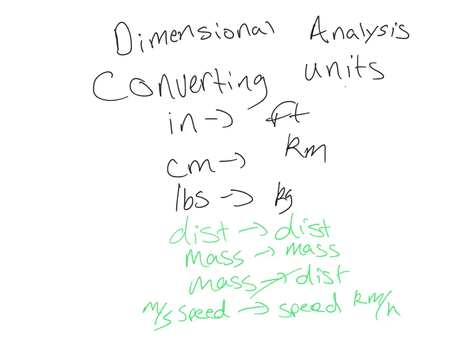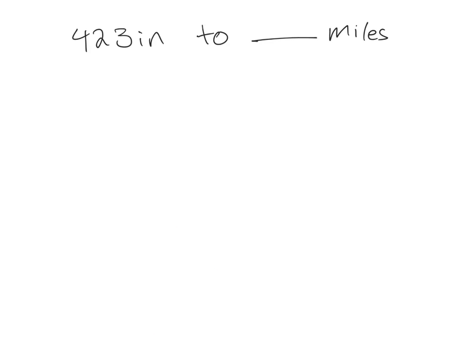So you can convert them as long as they're speed, even though there's two things there. So let's take a look at a couple. So here we have 423 inches to miles. So we've got essentially to figure out how to get inches into miles. So the way you do this, the way you approach this, is you start by figuring out what the conversions are to get inches into miles.